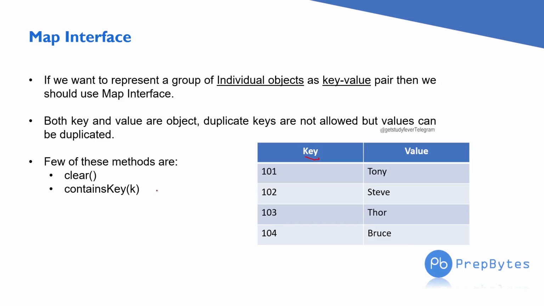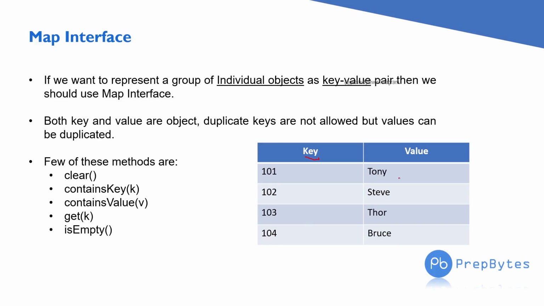We will obviously see them when we code in the map interface. containsValue(v) returns true if the map contains v as a value. If I search for Steve, it should give me true, but if I search for, for example, Barton, that is Hawkeye, it will return false. get(k) returns the value associated with the key. If I send key 104, it will return Bruce. If I send key 101, it will return Tony.